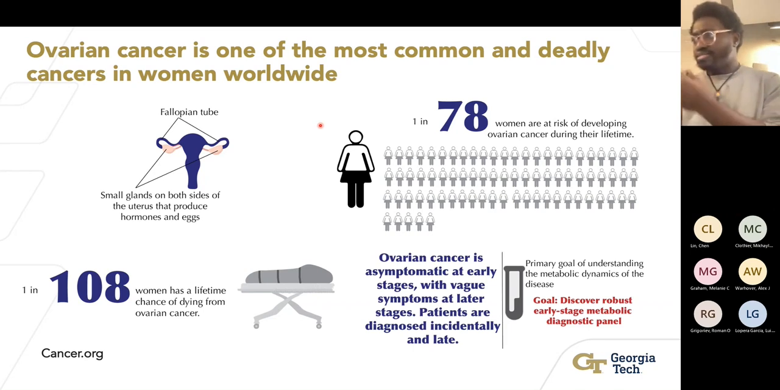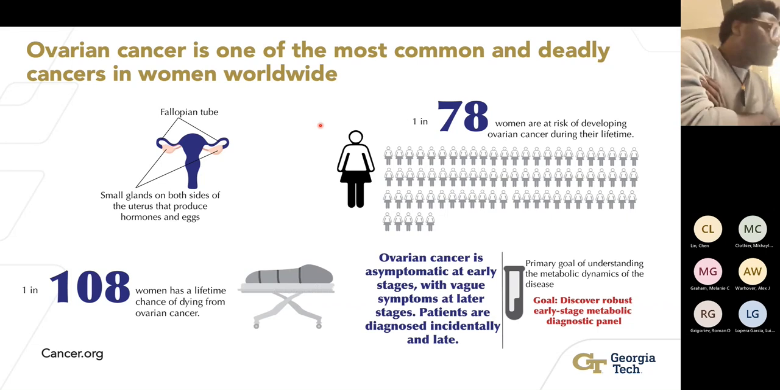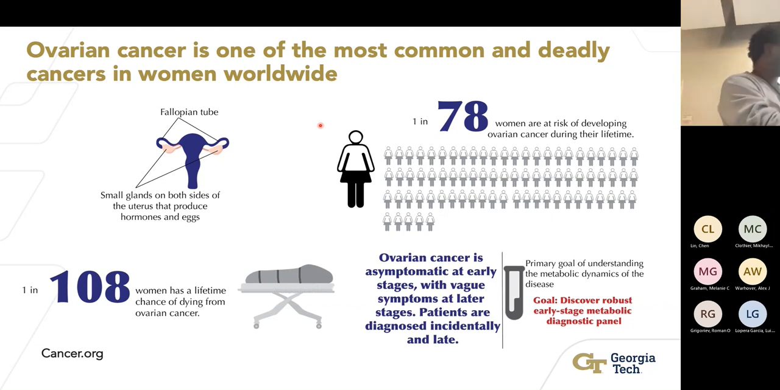And this is complicated because at the early stage, sometimes it's asymptomatic, and when you begin to have symptoms, they are vague symptoms. So it's really tough. And so the goal in the field in general is to look for an early stage metabolic diagnostic panel. But the primary goal of this study is to really study the dynamics. In this case, we are looking at the lipid dynamics of this disease over time.